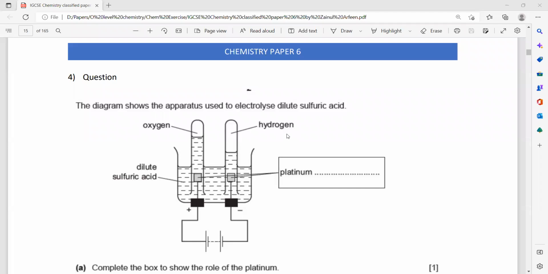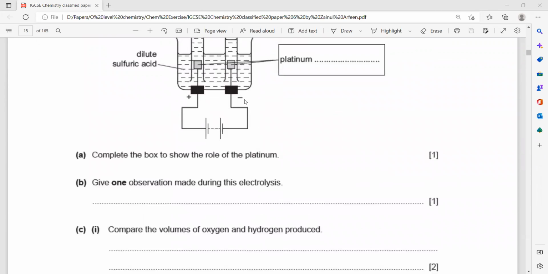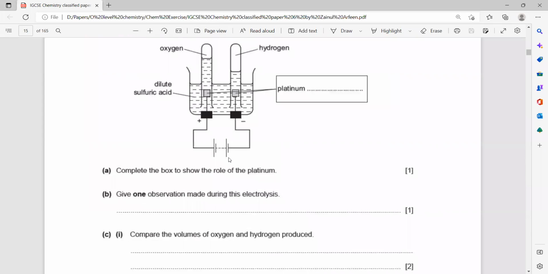The diagram shows the apparatus used to electrolyze the dilute sulfuric acid. What we call, you have to label, we call them electrodes. We collect oxygen and hydrogen by electrolysis because whenever we do electrolysis of dilute or concentrated sulfuric acid, it always gives H and OH ions moving, so oxygen and hydrogen are there. One observation made during this electrolysis: what you will see or observe when this electrolysis occurs.